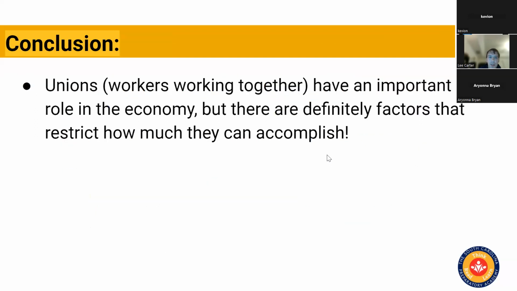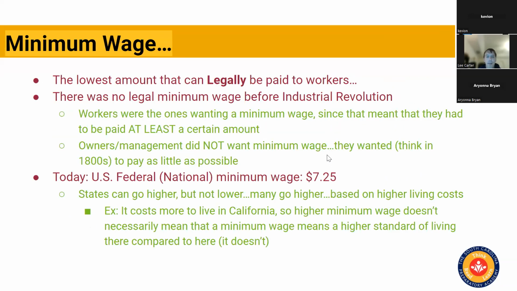A couple of other things we've got here. I think we've got three more slides. All right. Minimum wage. So minimum wage can be confusing for people sometimes. Minimum wage is the legally lowest amount that can be paid to workers. Before the Industrial Revolution, there was no such thing as a legal minimum wage. The workers during the Industrial Revolution are the ones that wanted a minimum wage established. Why? That meant they had to be paid at least a certain amount. They couldn't be paid almost nothing.